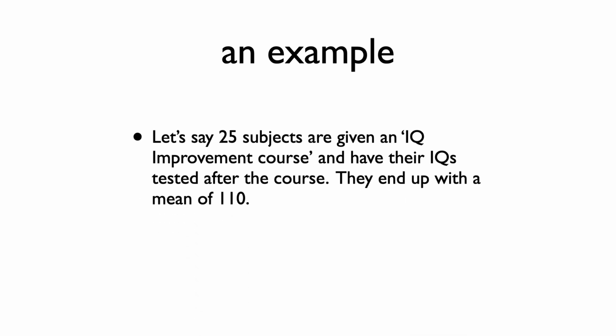So here's an example. This is the kind of example they make up in stats books. It's complete and utter bullshit. No one would ever do this, but here we go. So let's say we have 25 subjects or whatever are given an IQ improvement course. This would not help. You could be given a course though. You could, if you're given the answers, maybe that'd help you, but you can't really just take a course and make your IQ higher. Anyway, the subjects are tested after the course with a mean IQ of 110. We expect them to have an IQ of 100, right? Because the population has a mean IQ of 100.